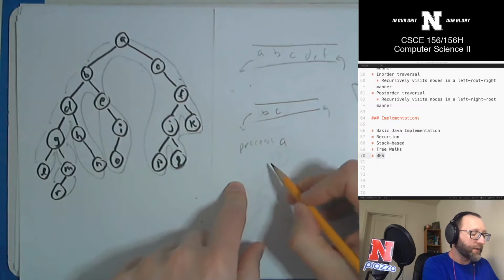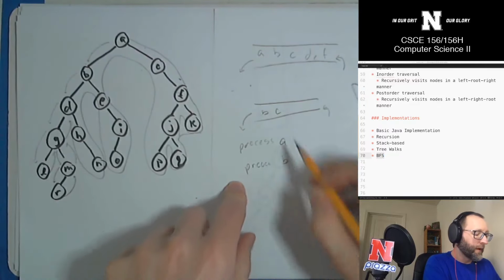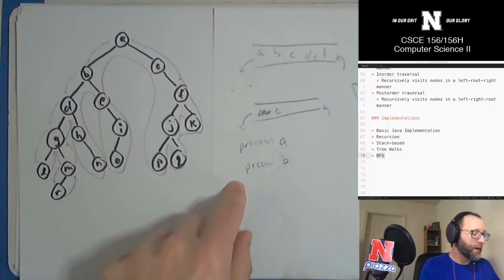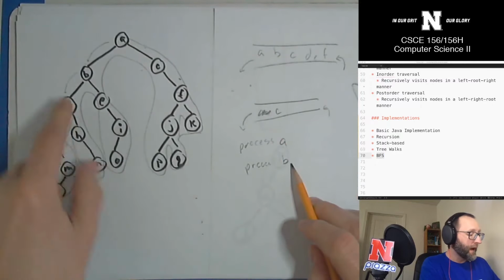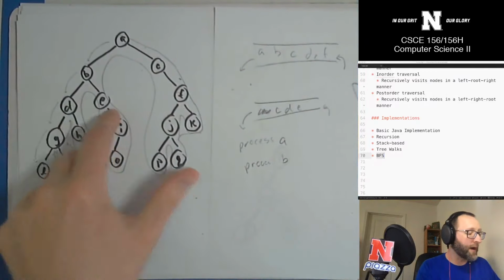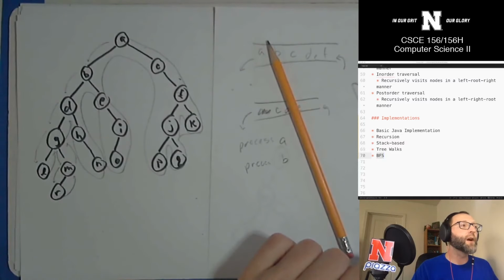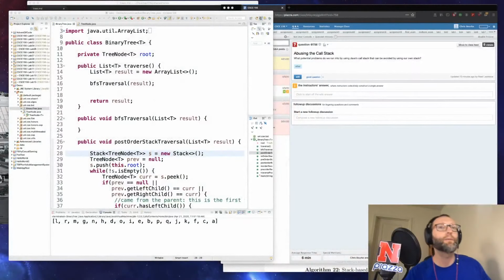I dequeue whatever is over here, process B. And then that's now out of the queue. Now for B, I look at its children, D and E. And I enqueue those left to right because I'm going top to bottom, left to right. Right? So this is going to be very, very simple code, very, very similar to something that we've already done.